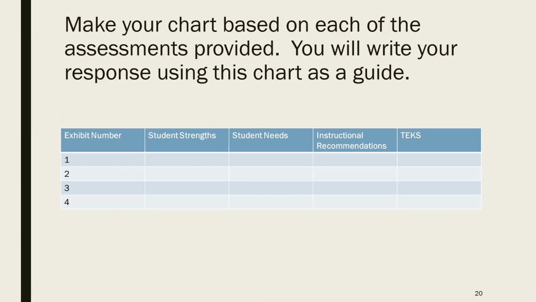So you would fill out your chart. The exhibit number would be 1. You would look at student strengths. What one need do you see? And one strategy that would go under instructional recommendations, and a TEK that would align with that.